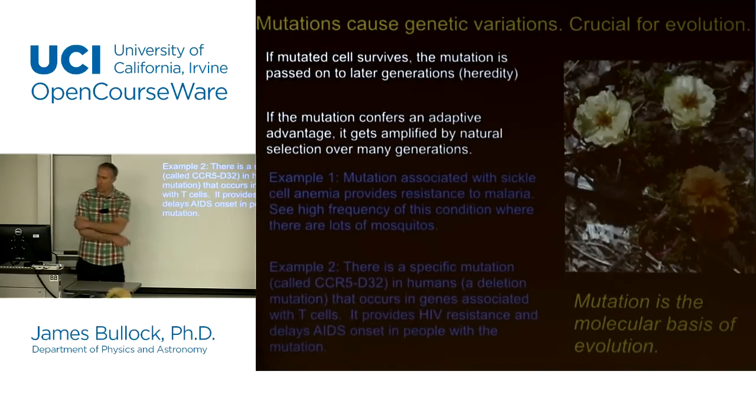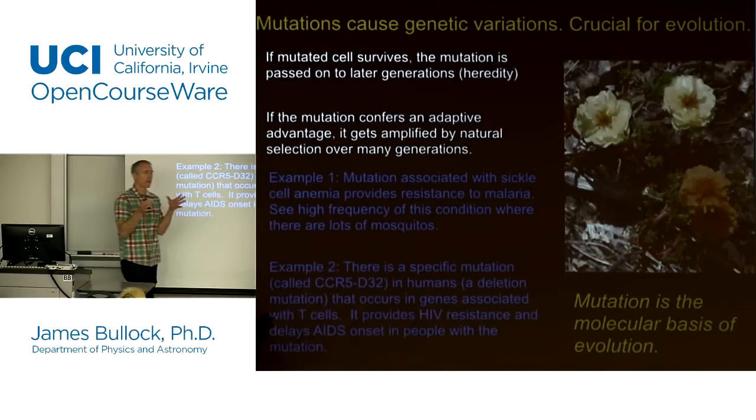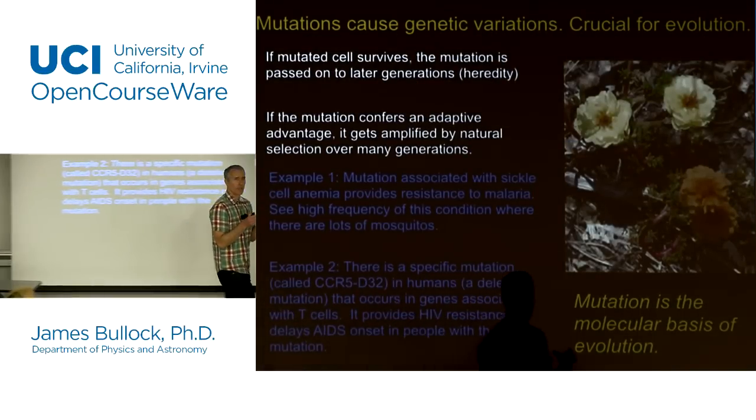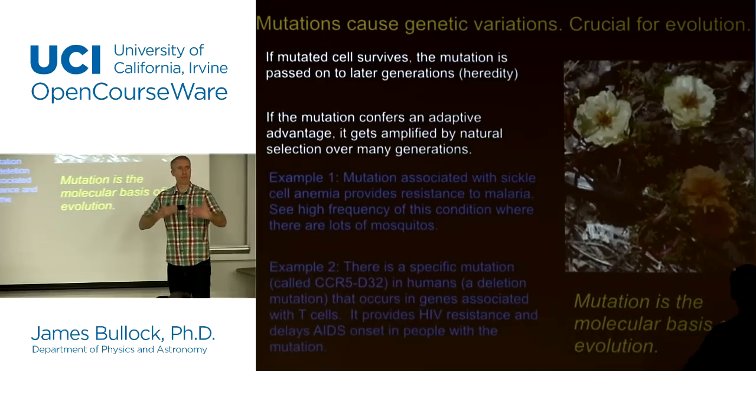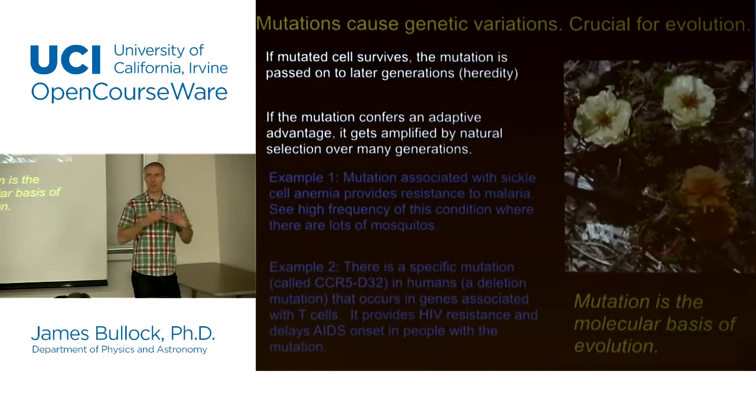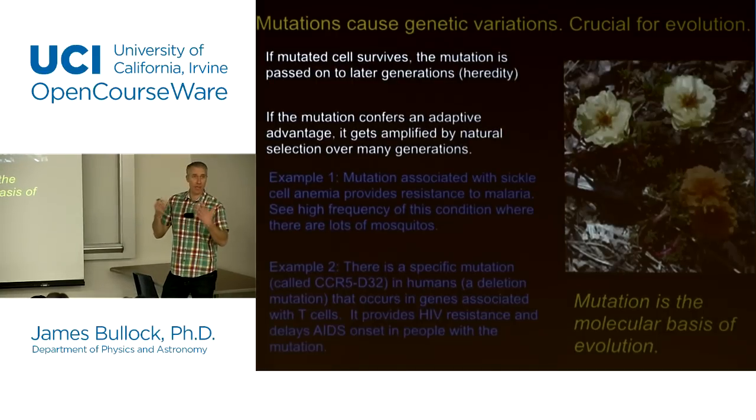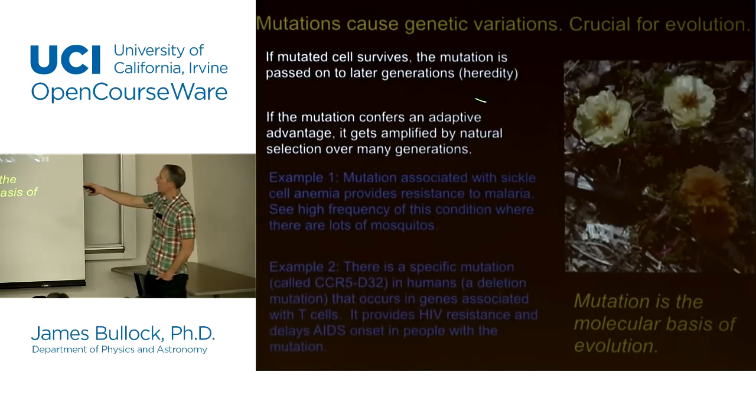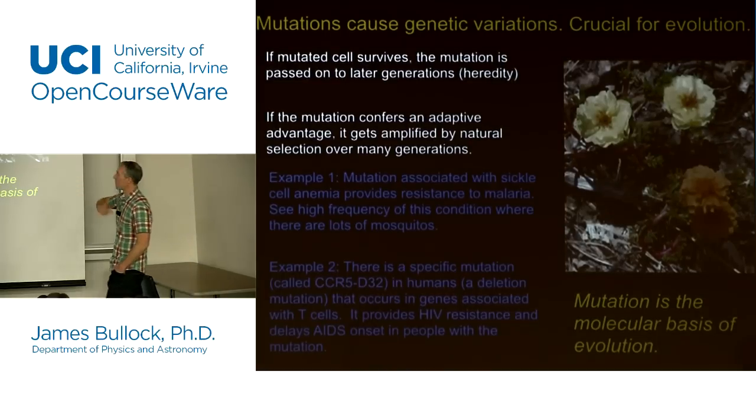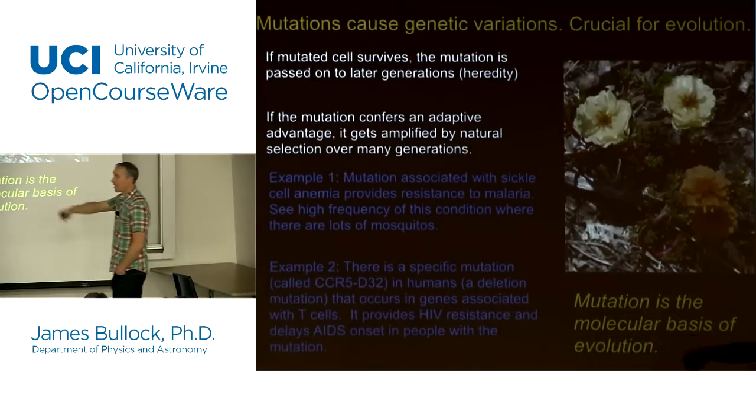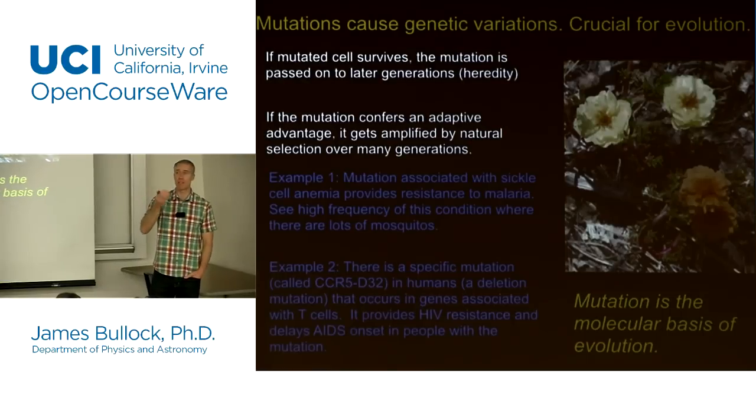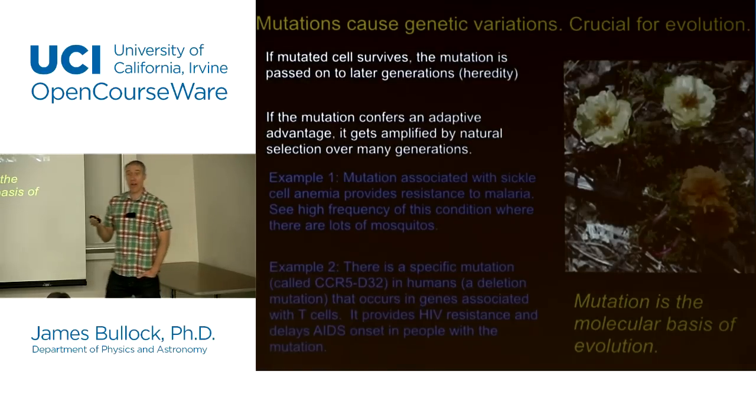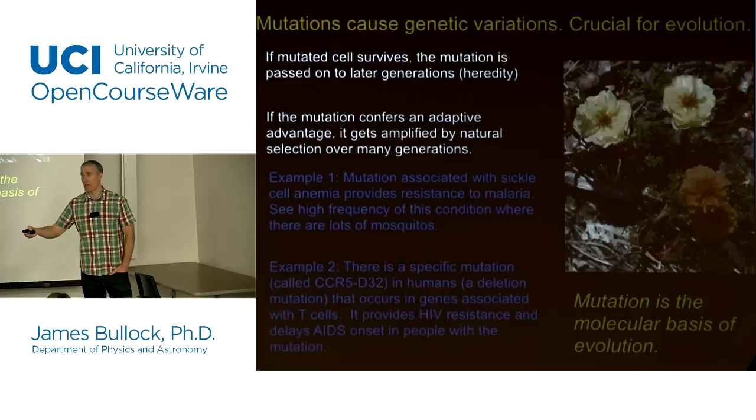So these mutations in principle can cause genetic variations in a species. And if it happens enough, every now and then you're going to get lucky and get some kind of mutation that's advantageous. If a mutated cell survives, then the mutation can be passed on to later generations. If that mutation provides some kind of adaptive advantage, there will be strong selection for that mutation.